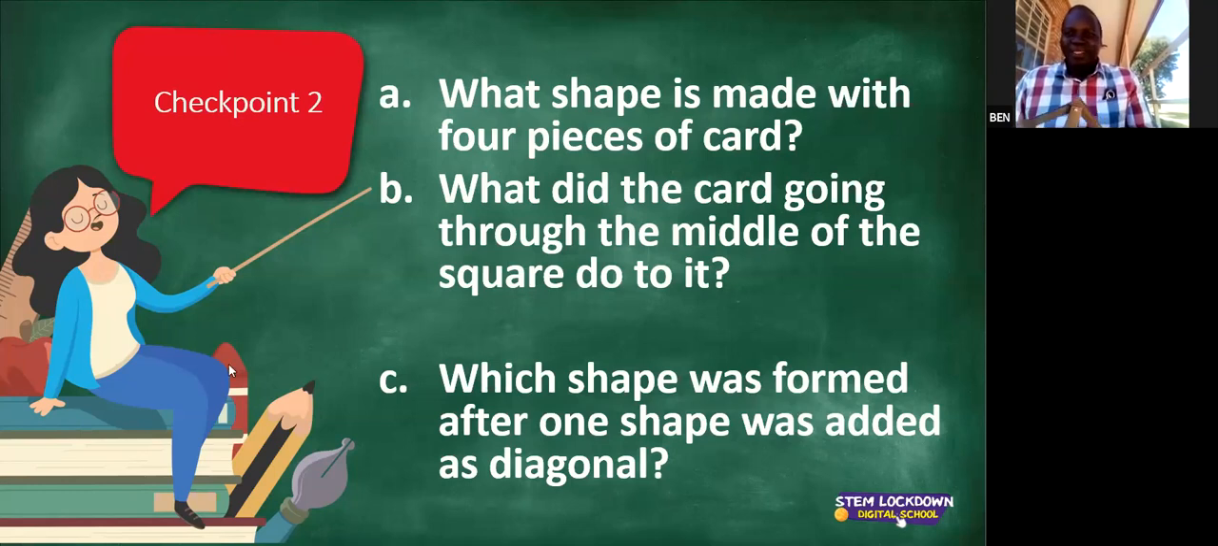Now, number C, which shape was formed when a diagonal was added? When I add a diagonal, you have already given me the answer. This shape became a triangle. Then we say it is triangulated.